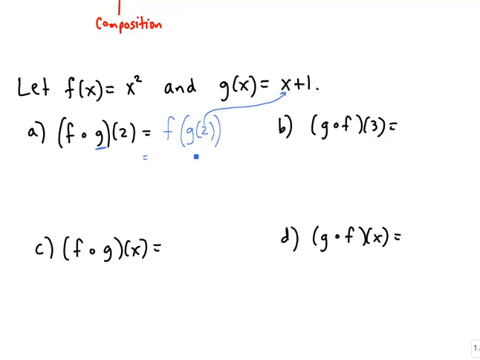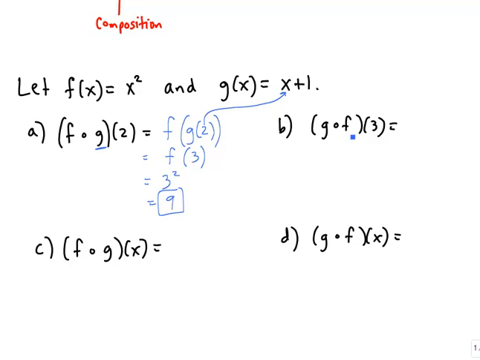So 2 plus 1 will be 3. That's the answer from g of 2. Now you're going to take that and plug that into f. So for f's rule, we want to take our input, which in this case is 3, and plug that in for x. So this is going to be 3 squared. So the whole composition gives us 9. So it's kind of a two-step process.